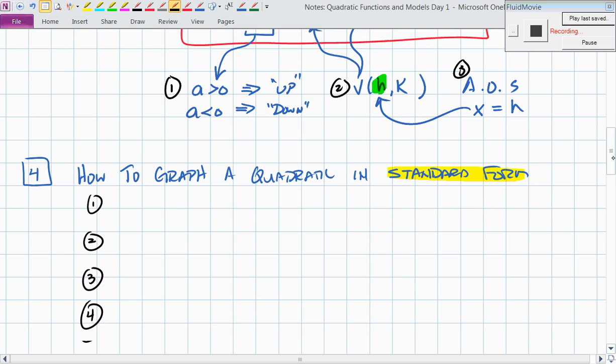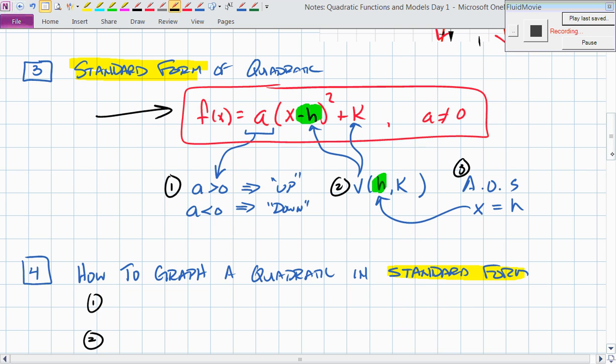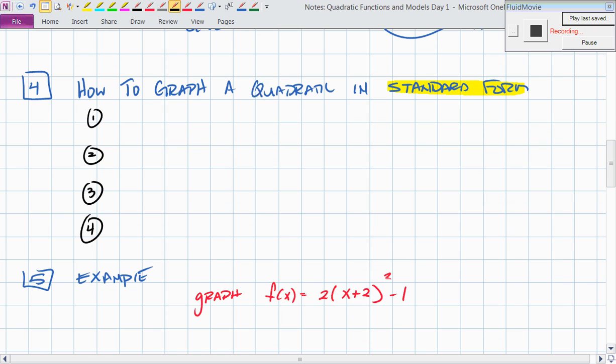All right, so next, how do we graph a quadratic in standard form? I broke it down for you in 4 steps that we're going to learn how to do. That means it has to be in this form right here, because that's standard form. The first thing we want to do is figure out whether or not it opens up or down. Easy, no problem. Second, we want to get the vertex. Easy, no problem. That's h, comma, k. We can do that. And with that, we want the axis of symmetry.